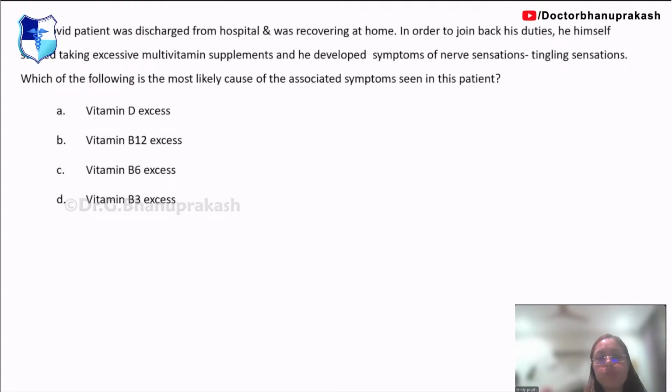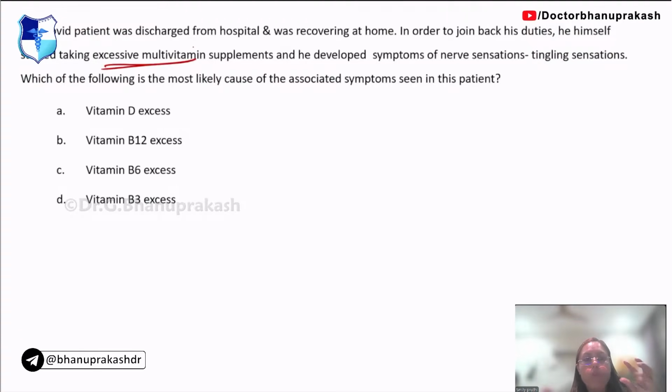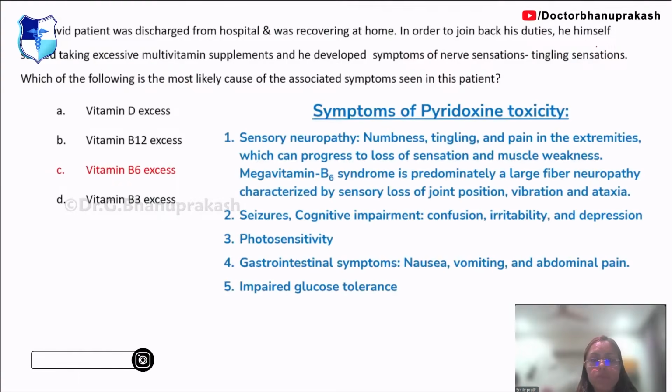COVID patient discharged from hospital was recovering at home. In order to join back his duties, he himself started taking excess multivitamin. So, you need to pick your pointers from this lengthy question. Okay, one pointer we have picked till now is excessive multivitamin. And he developed symptoms of nerve sensation, tingling sensation. Which of the following is the most likely cause of the associated symptoms seen in this patient? So, one of the options is B6, okay? So, the answer here is pyridoxine toxicity.